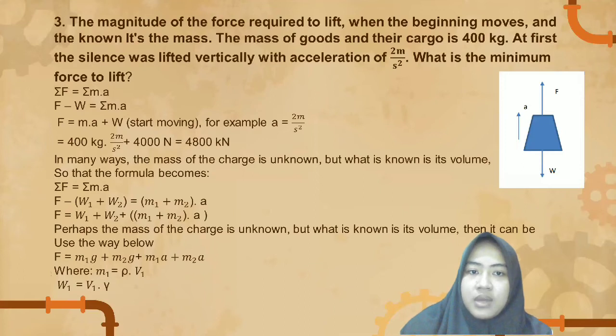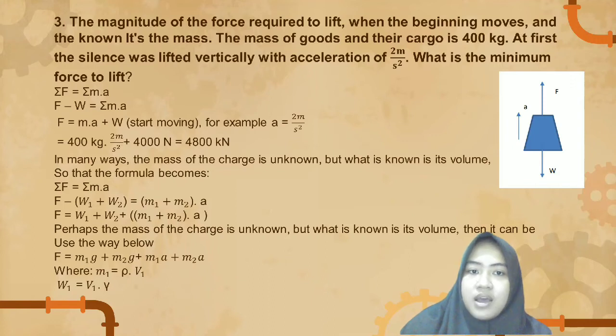3. The magnitude of the force required to lift when it begins to move, and what is known is the mass. The mass of goods and their cargo is 400 kilograms. At first, it is silent, then lifted vertically with an acceleration of 2 meters per second squared. What is the minimum force to lift?